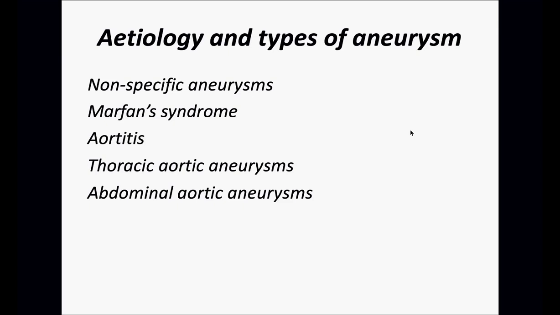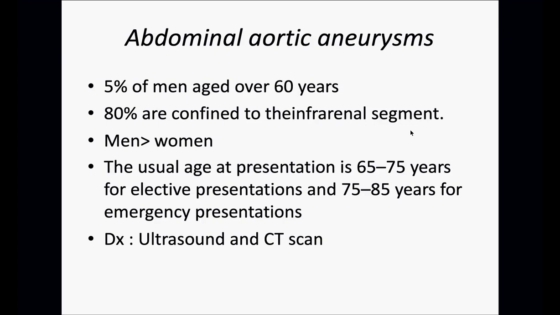Abdominal aortic aneurysm affects 55% of men above the age of 60. Next slide. And 80% are confined to the infrarenal segment, that is below the level of origin of the renal arteries from the aorta.